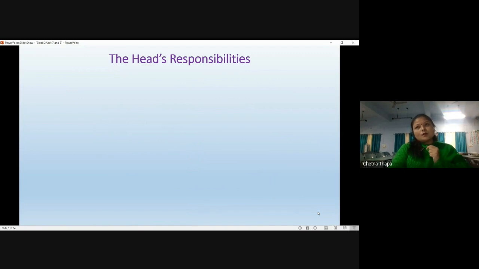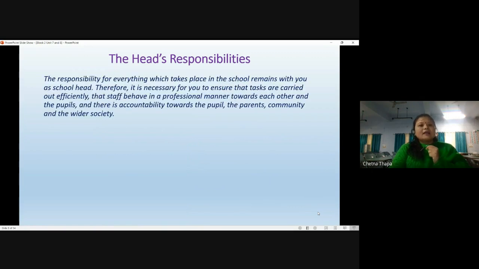We as heads have the responsibility for all the activities taking place in the school campus itself. We have the responsibility for everything that takes place in the school. And so it's very necessary for us to ensure that all the tasks are carried out efficiently. Our staff should behave in a professional manner towards each other, and there should be accountability not only towards the pupil, but to all the stakeholders of education, that is, the parents, the community, and the wider society as a whole. So we have a lot of responsibility as head.